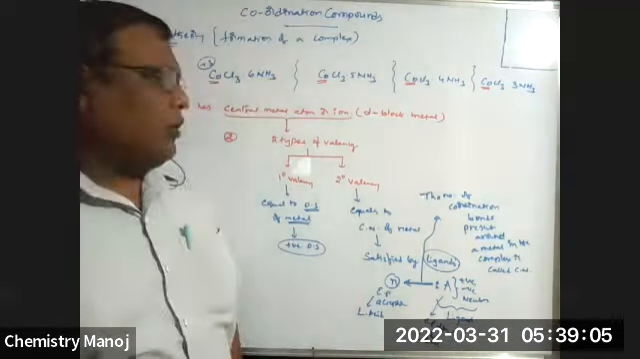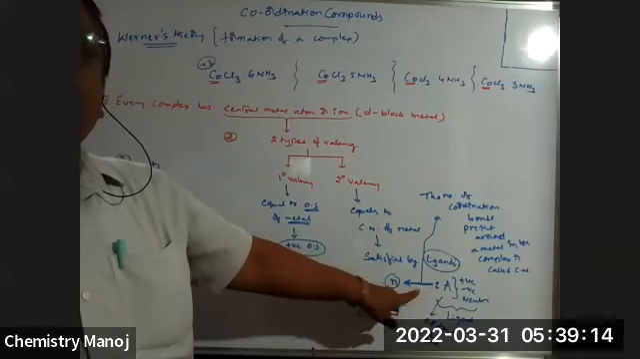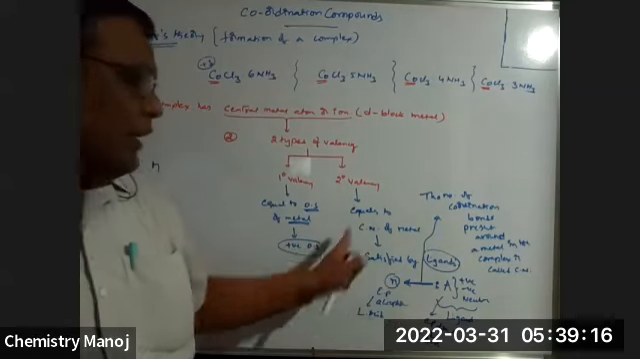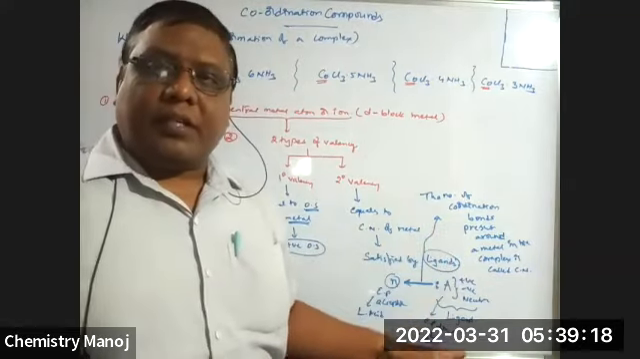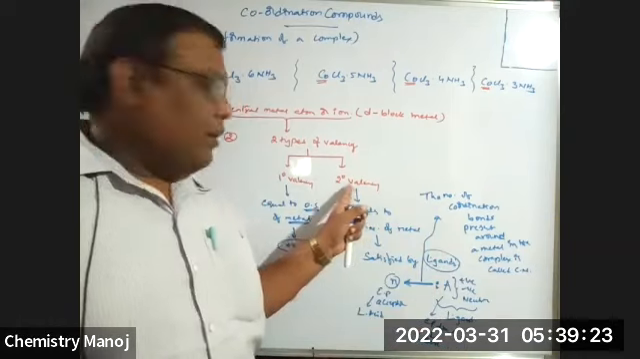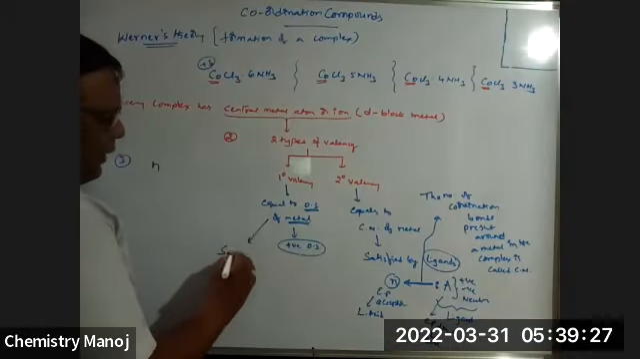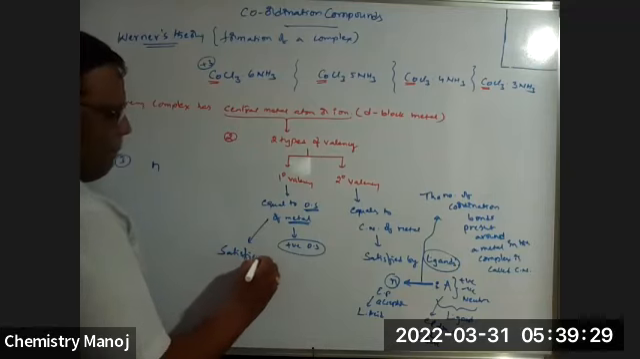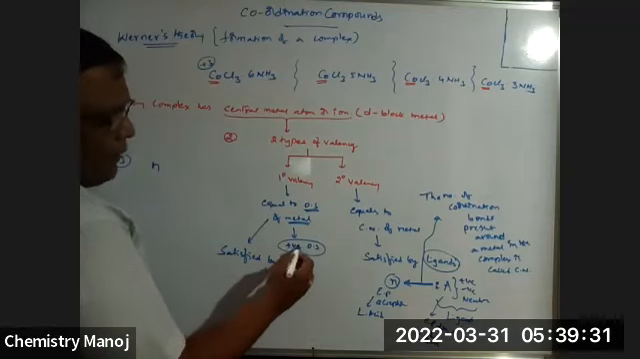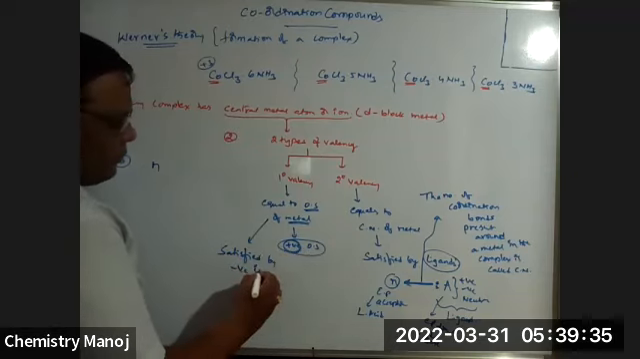Is there any doubt up to now? No, sir. So the metal has coordinate covalent bonds. The number of coordinate covalent bonds present around the metal atom is the coordination number. That coordination number is nothing but secondary valency. Now, this oxidation state is satisfied by negative ions. See here, the metal has a positive charge satisfied by negative ions. Am I correct?